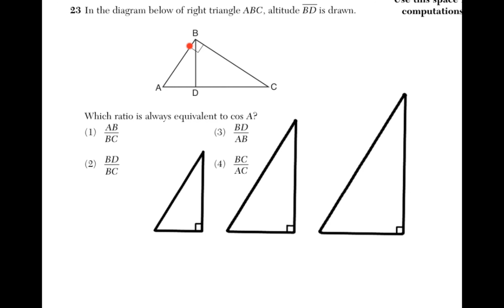Question number 23. Here we have right triangle ABC and altitude BD. The question says, which ratio is always equivalent to cosine of A? So one of the things I know is that whenever we have a right triangle, as we have here, with an altitude formed, as we do in the case of BD, it creates 3 similar triangles. So we know that this small triangle is similar to this medium-sized triangle, which is similar to the overall large triangle. And so what we're going to do right now is diagram those triangles right here.